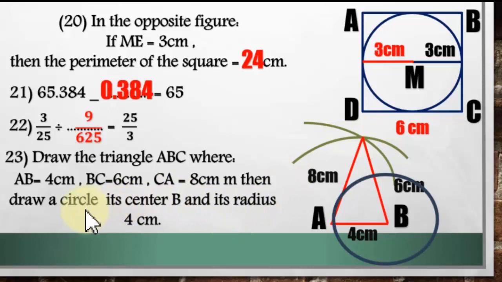After that, we want to draw a circle. Its center B and its radius 4. So AB is a radius. Put the compass here and then draw the circle.